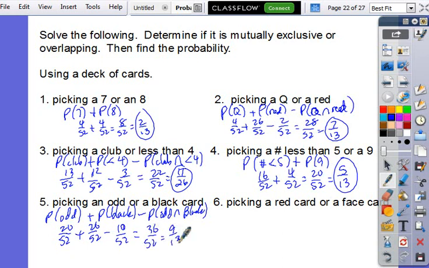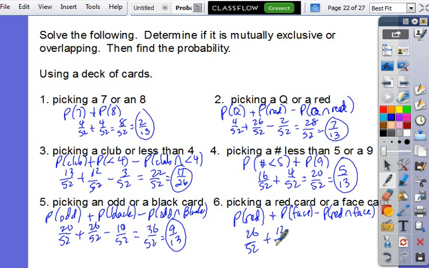And the last one, red card or a face card. So I've got to do red plus the probability of face card minus the probability of red and face card. Red is 26. Face card is 12. Both is 6. Red and face card is 6.